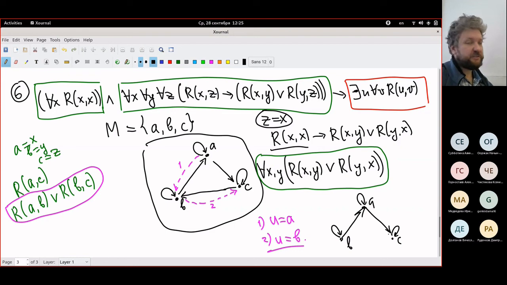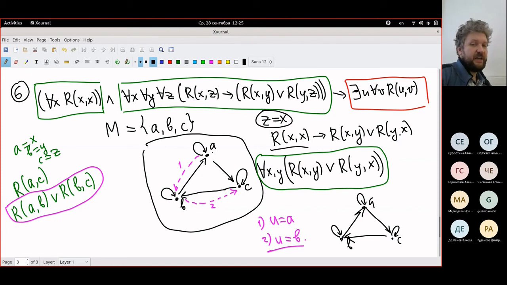Again, if there is an arrow from B to C, we are done. So we'll draw an arrow from C to B. Now we're in this situation, and we apply this premise to A equals X, B equals Y, C equals Z. We know that there is AC. Therefore, it should be AB or BC.